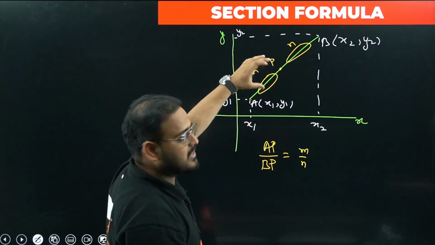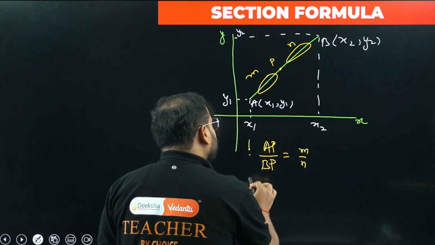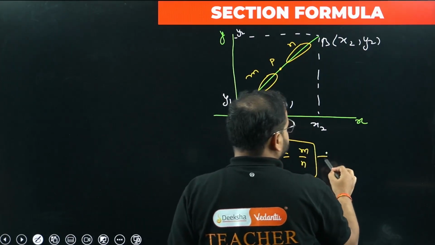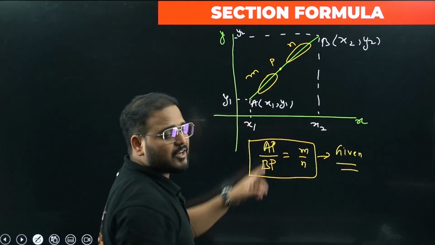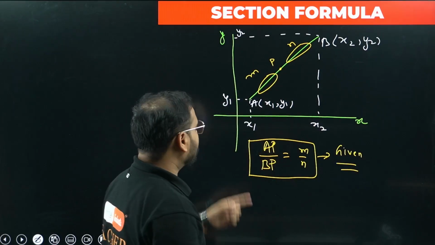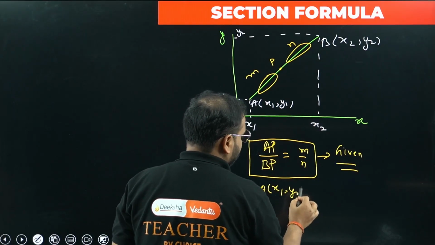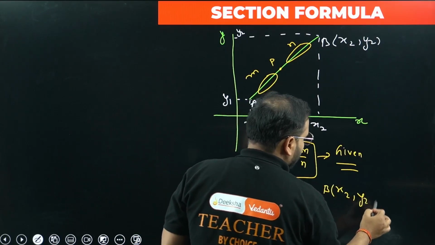Section first AP, section 2 BP. The ratio is m to n. This is the given condition. The coordinates of A and B are also given. For A I have x1 comma y1, and for B I have x2 comma y2.